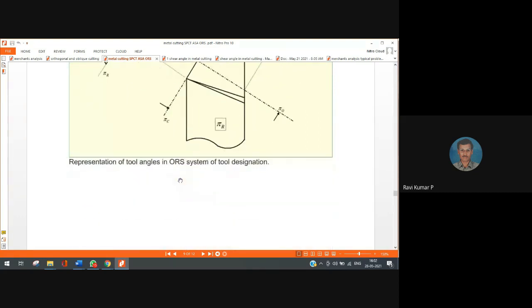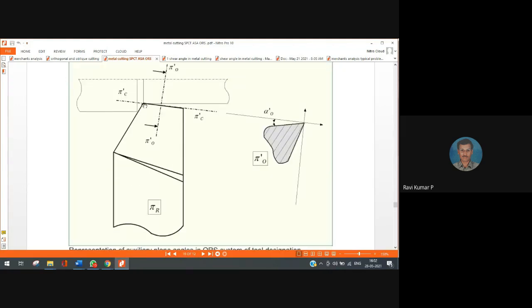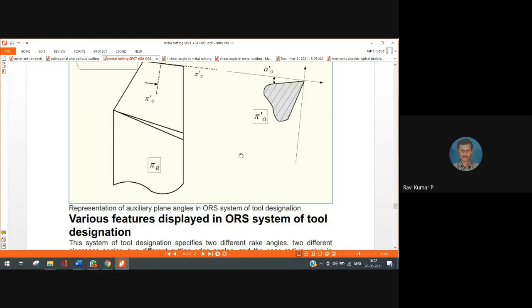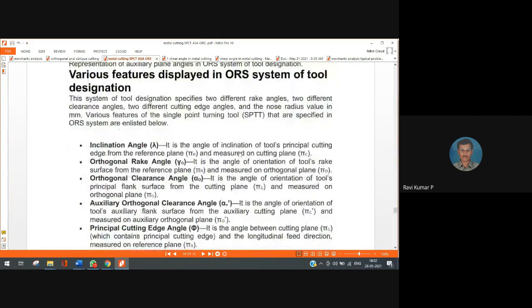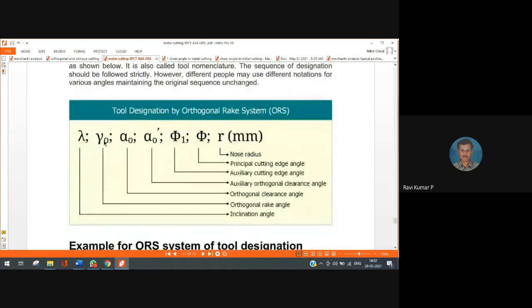So one more angle is defined in another plane, that is the plane which is perpendicular to the projection of this end cutting edge. So auxiliary orthogonal clearance angle, right? So if I put all these angles at one place, I get a signature something like this: lambda, gamma naught, alpha naught dash, phi 1, phi r, right?